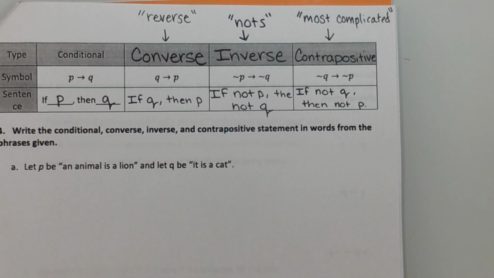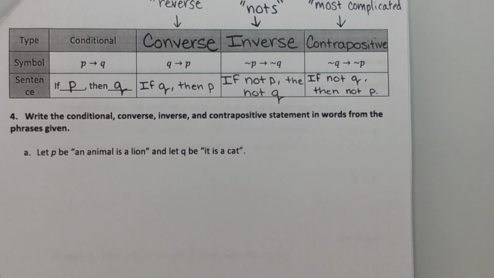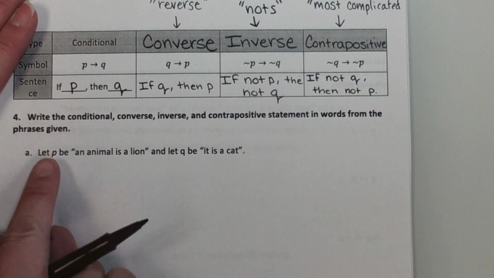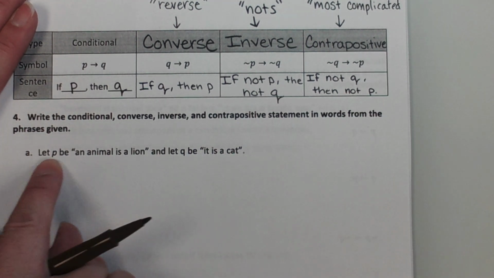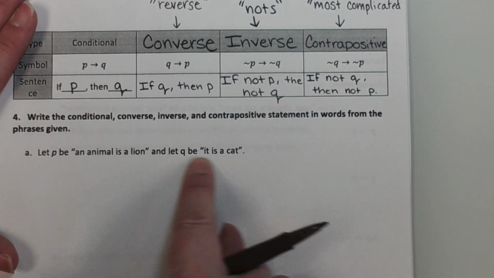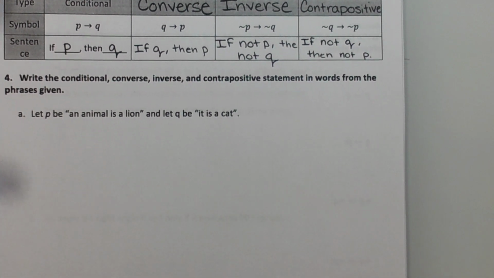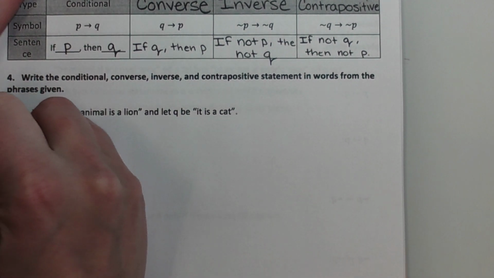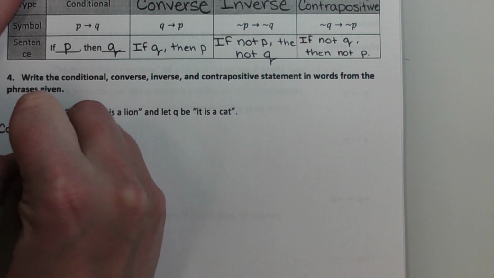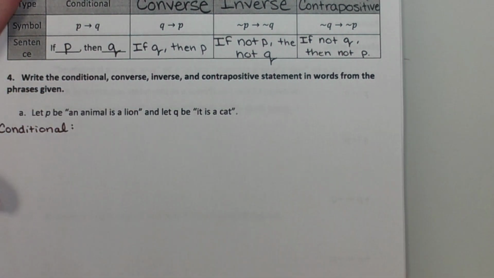So, last type of thing you're going to see today is going to ask you to write out a conditional, an inverse, a converse, and a contrapositive. And it's going to do that given what it tells you to be a P and what it tells you to be a Q. In this case, it says P is an animal is a lion, and Q says it is a cat. If an animal is a lion, then it is a cat. So we're going to start with the conditional.